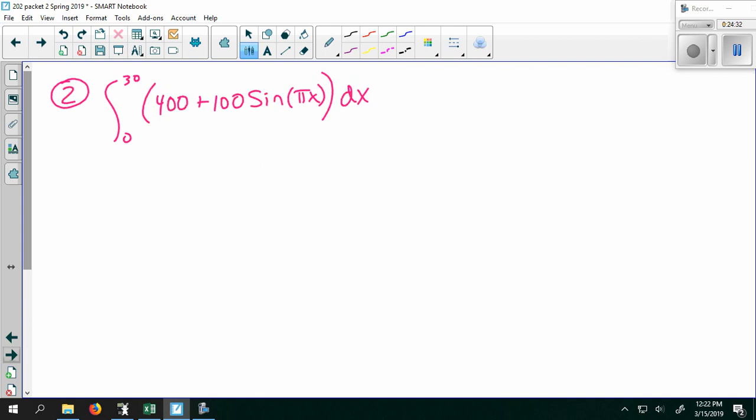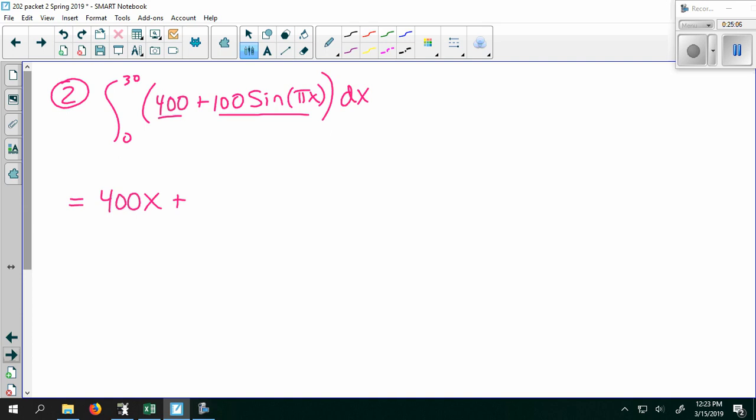Okay, number 2, the integral from 0 to 30 of 400 plus 100 sine of pi x dx. So I need an antiderivative. So the antiderivative of each term, when terms are separated by addition, you can integrate term by term. So the antiderivative of 400 is 400x. And then the antiderivative of the sine function is negative cosine. The function whose derivative is sine is negative cosine.